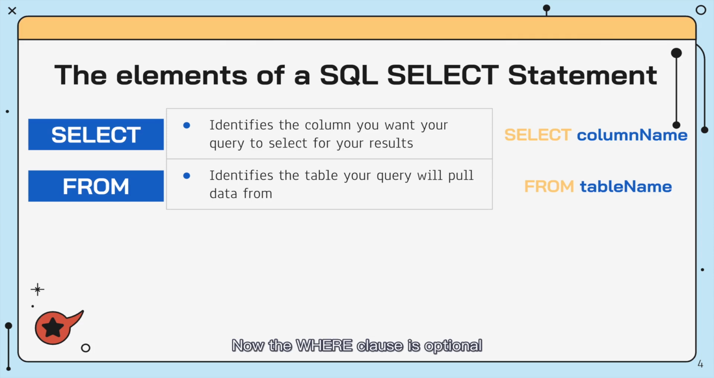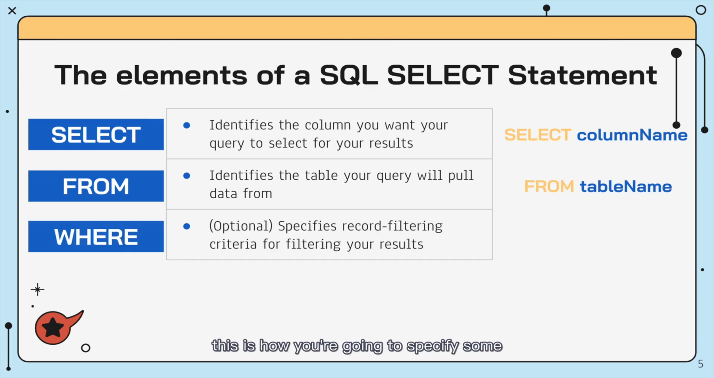Now, the where clause is optional. This is how you're going to specify some filtering criteria to limit the amount of results that come out in your data set. The syntax looks like this. It's appended after the from, and you end up with select some column name from some table name where some logical condition is true.